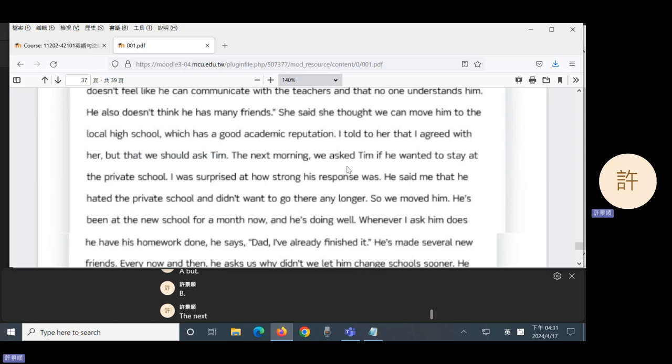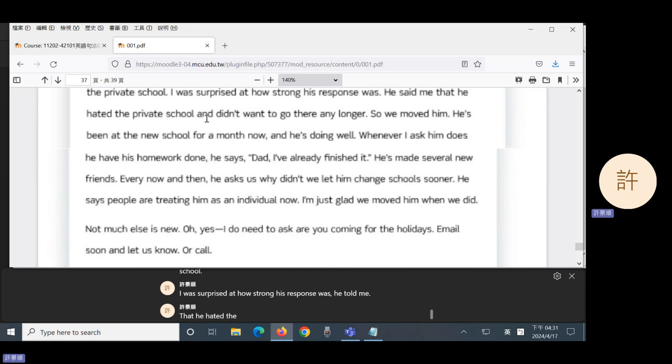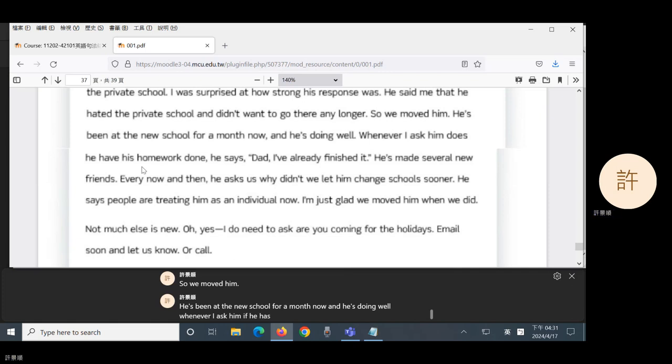The next morning, we asked him if he wanted to stay at the private school. I was surprised at how strong his response was. He told me that he hated the private school and didn't want to go there any longer, so we moved him. He's been at the new school for a month now and he's doing well. Whenever I ask him if he has done his homework, he says, Dad, I've already finished it.